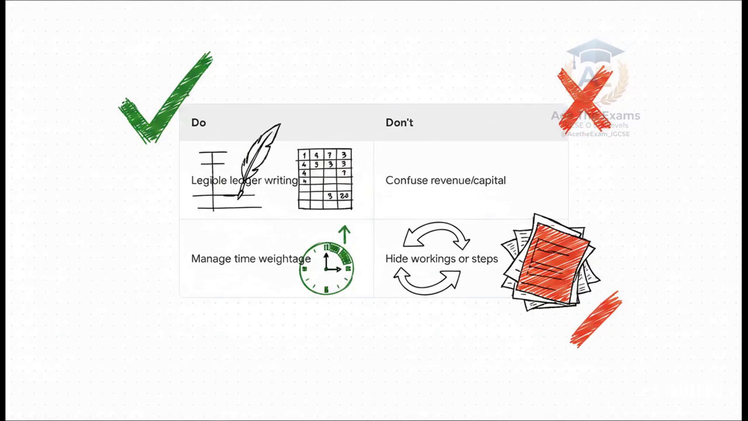On the flip side, don't confuse revenue items with capital items. That's a fatal conceptual flaw. And above all else, don't hide your workings or skip procedural steps. Seriously, A-star candidates needlessly bleed marks here every single year. Don't let that be you.